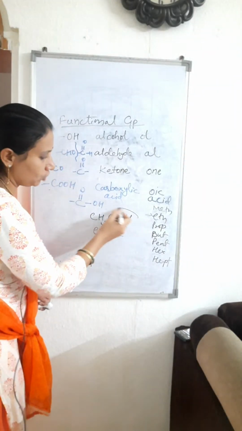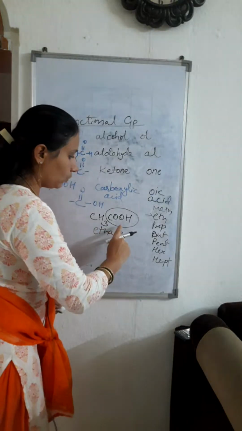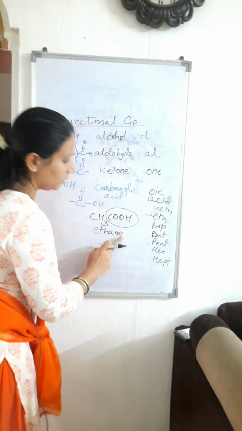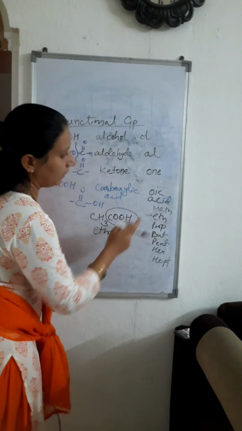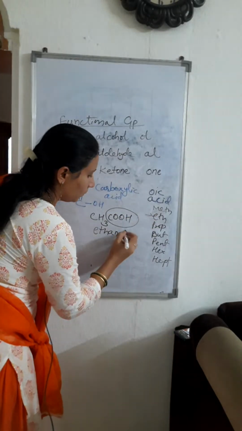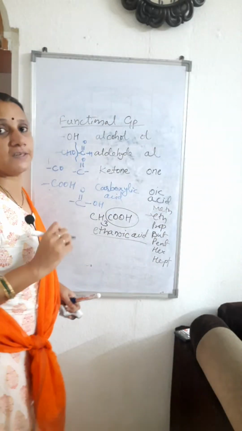Now check which functional group is there. COOH is there, and COOH stands for carboxylic acid. So here the e will get removed and we are going to add oic acid. So here it is oic acid. This is ethanoic acid.